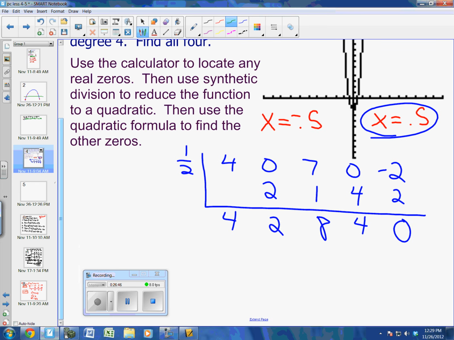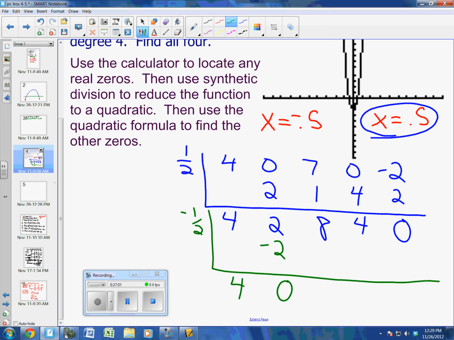So I'm going to use a different color this time. We've got this one, and my number is negative 1/2 this time, right? Bring down the 4, and I'm ready to begin. Negative 1/2 of 4 is negative 2. Add, what do you get? 0. Negative 1/2 of 0 is 0. Add, you get. And negative 1/2 of 8 is negative 4. Add, you get 0. So I got 0 at the end once again, so I've done it right. Because I know that those two are already real zeros, right? So I know I've done it right.